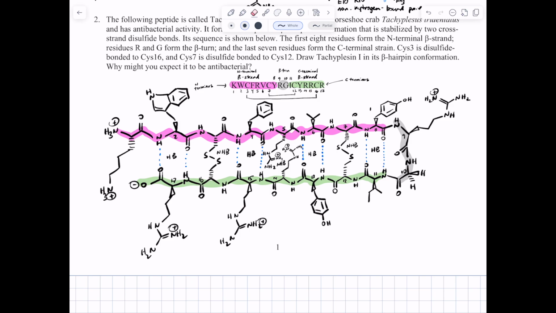Now here's an interesting question we can ponder. Why is this thing antibacterial? You notice it's very positively charged, right? Let's figure out what the net charge on this peptide is. Take a minute and look at it. What do you come up with?